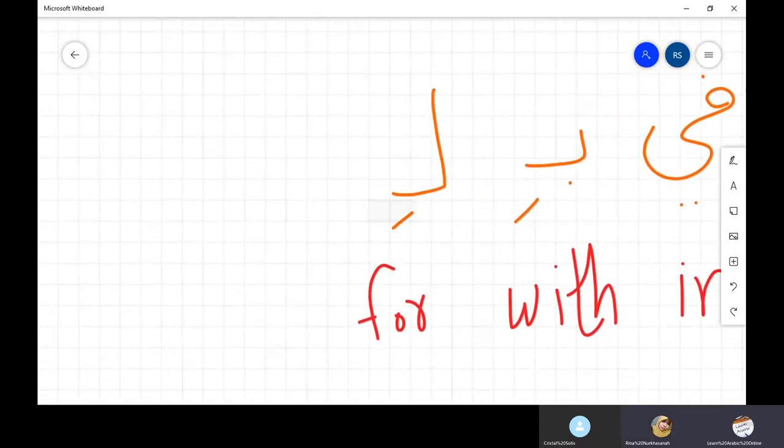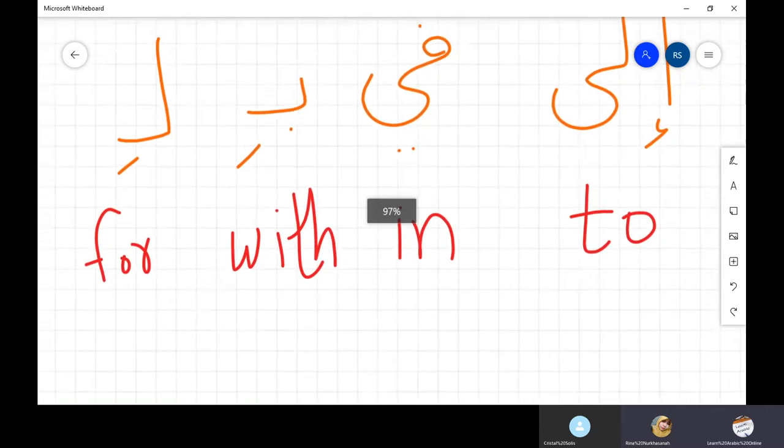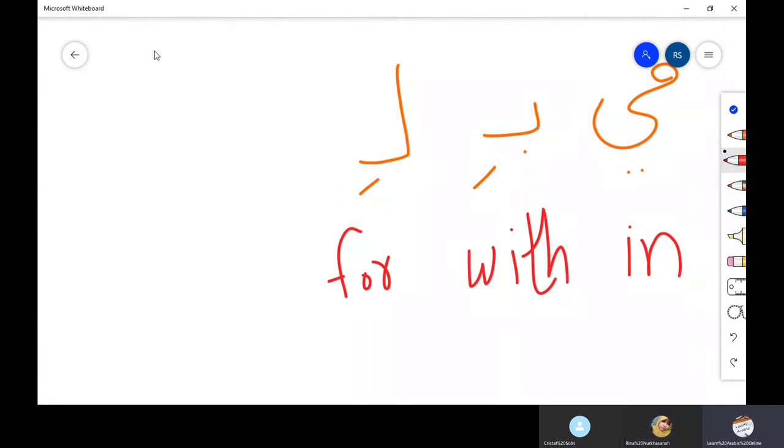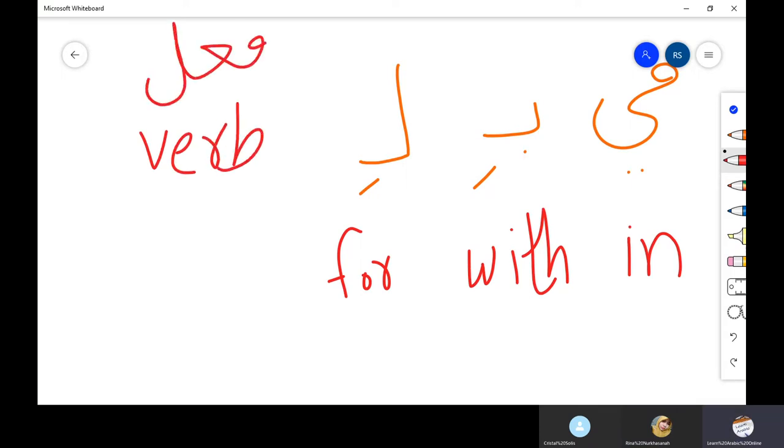Now look at the last one. Wait. Better I write. You can make a screenshot also, no problem, okay? Yeah. Okay, I just realized, okay, correct, done. Now look at the last one. Whenever we add this li to any word, it gives kasra to the word, okay? But when we add it to a verb, to a fail, it gives fatha to it, okay? For verb, it gives fatha. For ism, noun, it gives kasra. Okay? For example?